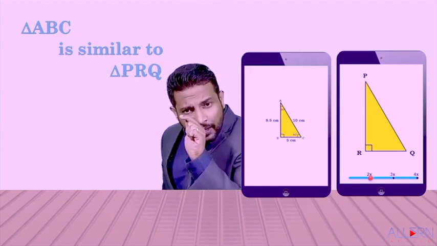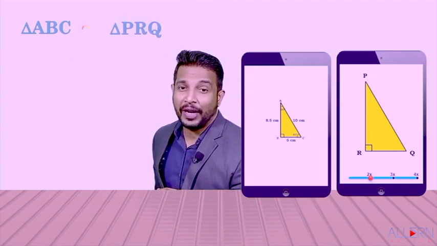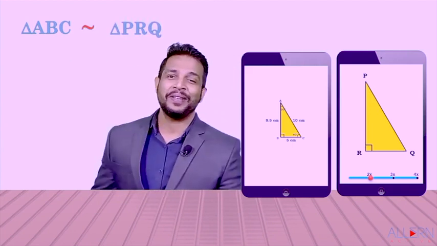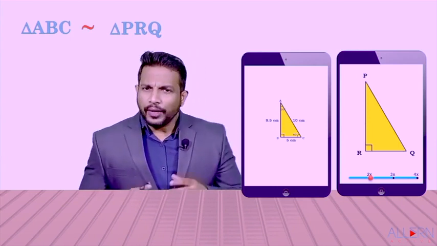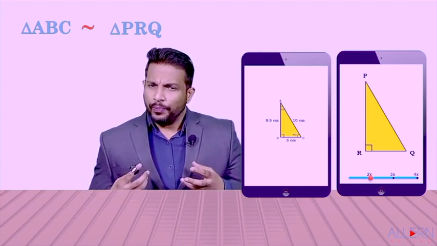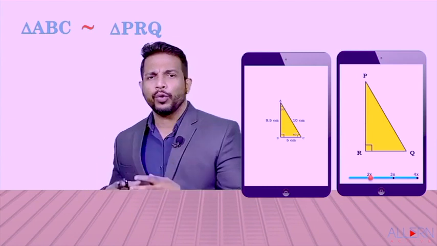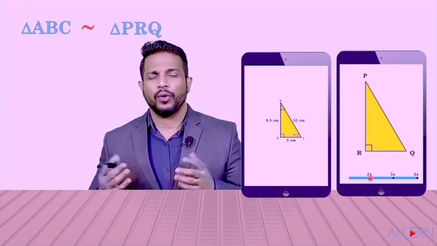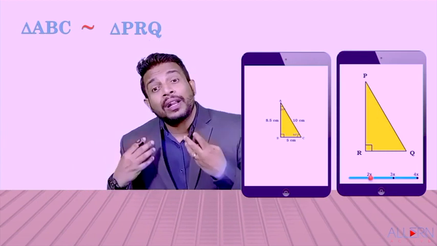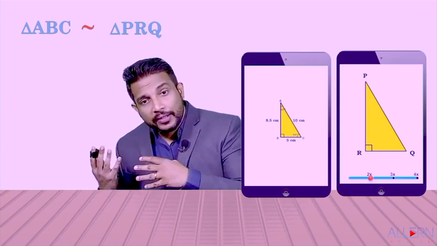Let's put the symbol of similarity in between them. That means I can write that these two triangles ABC and PRQ are similar. That's what I've written. Now let's understand. We know when two triangles happen to be congruent, the corresponding sides are congruent, the corresponding angles are congruent. What happens when two triangles are similar to their sides and to their angles?